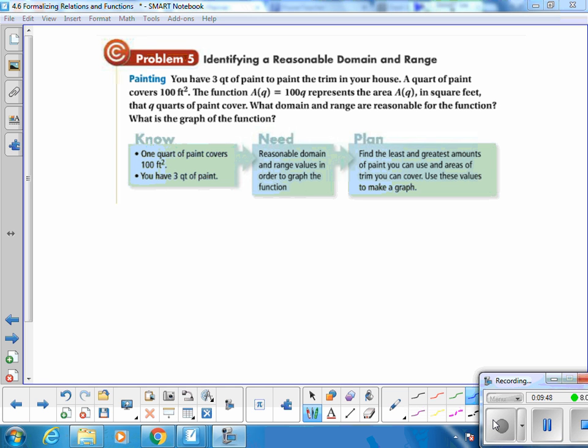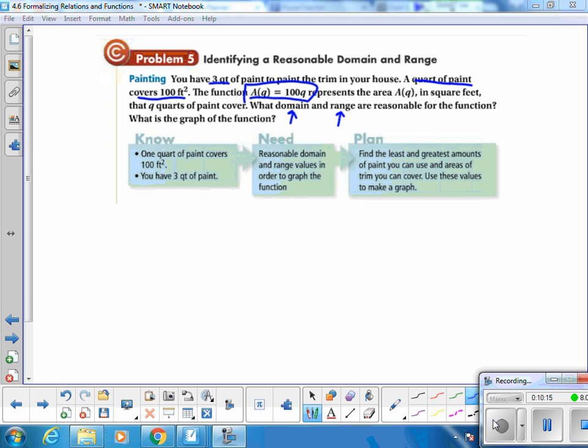All right, let's look at this one, identifying the reasonableness of a domain and range. So we have 3 quarts of paint to paint the trim of a house, okay? So I have 3 quarts, so I can't have any more than that. A quart of paint covers 100 square feet. And so we got a function here representing the area in square feet that it covers. We're looking for the domain and the range that are reasonable for this function.